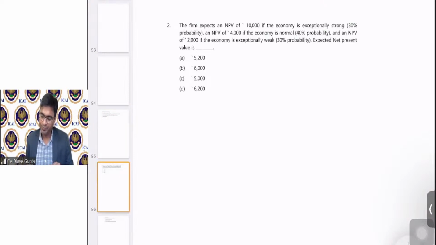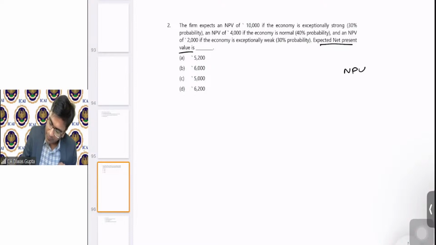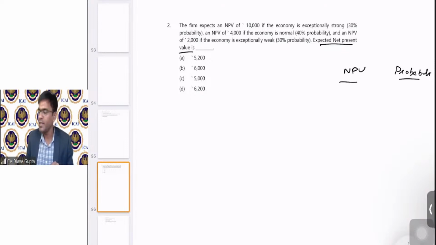Now the second one. Yes, this involves a little bit of calculation, so just go through and attempt this as well. The firm expects an NPV of rupees 10,000 if the economy is exceptionally strong, 30% probability; an NPV of 4,000 if the economy is normal, which is 40% probability; and an NPV of 2,000 if the economy is exceptionally weak, which is 30% probability. So the expected net present value is. I'm just writing the NPV and probability for ease of your reference. Please do attempt this question as well, students. Now, please post the answer for the second MCQ.